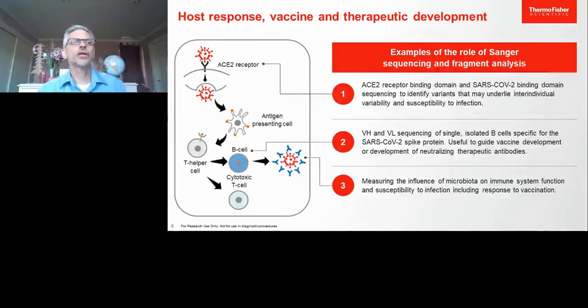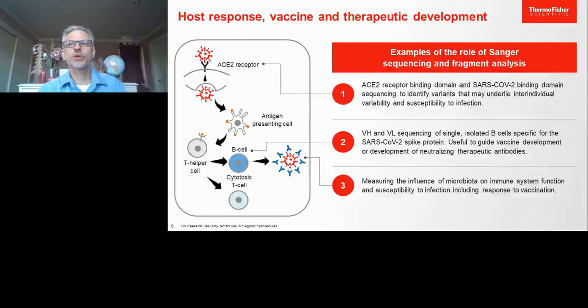So antibodies from vaccination or as a result of infection target the receptor binding domain of the spike protein. They neutralize the virus by binding in this region and block entry to the cell. So therapeutic neutralizing antibodies also target this region of the spike protein.